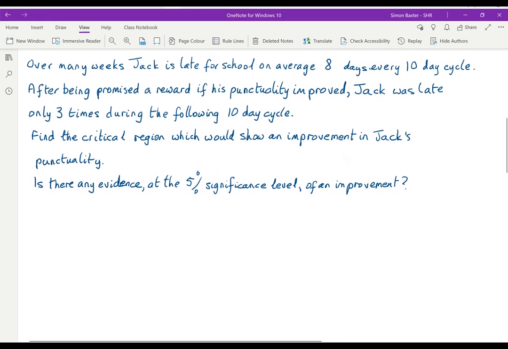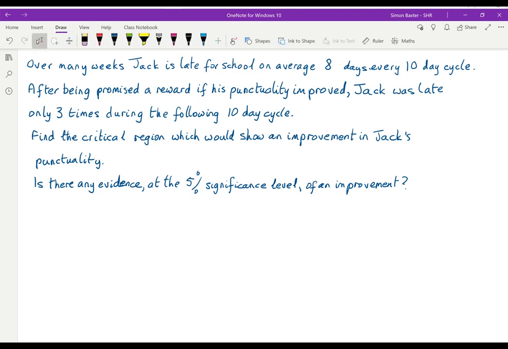Over many weeks, Jack is late for school on average 8 days every 10-day cycle. After being promised a reward if his punctuality improved, Jack was late only 3 times during the following 10-day cycle. Find the critical region which would show an improvement in Jack's punctuality. Is there any evidence at the 5% level of an improvement?